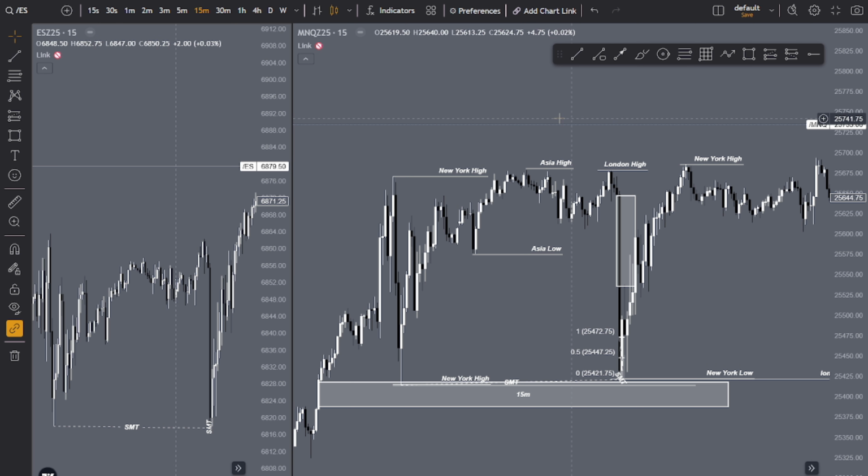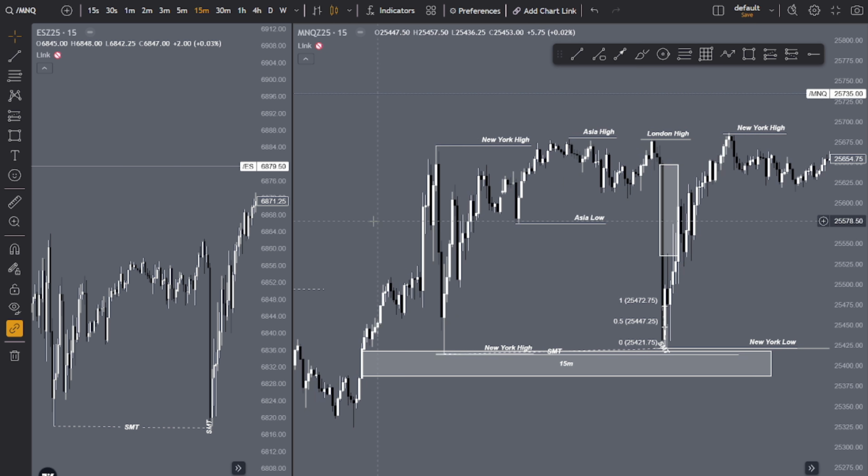So first things first, we have MNQ. You can use regular minis or micros, whatever you prefer, and then you have ES. The reason you use both of these is because they are correlating assets and they help you have a bias. But let's get into it.